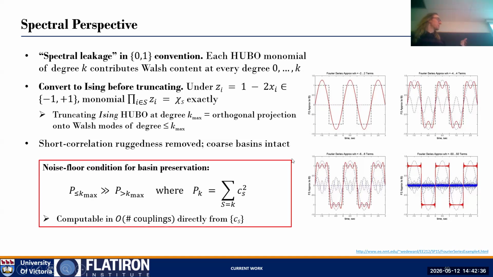There's a condition that must be satisfied for these Bayesians to be preserved, though, if we carry out this truncation, which is this here. So if the sum of spectral powers below our truncation degree is greater than the sum of spectral powers above the truncation degree, then we can be sure, and there's a proof forthcoming of this on arXiv, that we do preserve the coarse Bayesian structure, and the optimal solution of the original function is left the optimal solution of the truncated function. And this condition is computable in the order of the number of couplings directly from the Walsh spectrum.